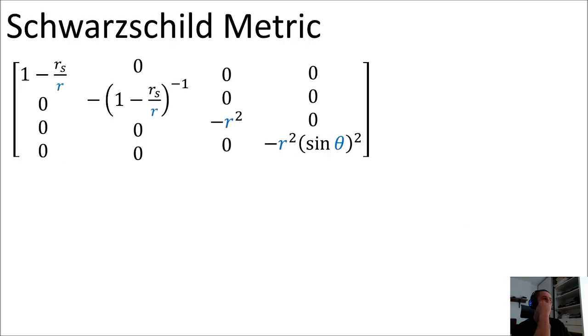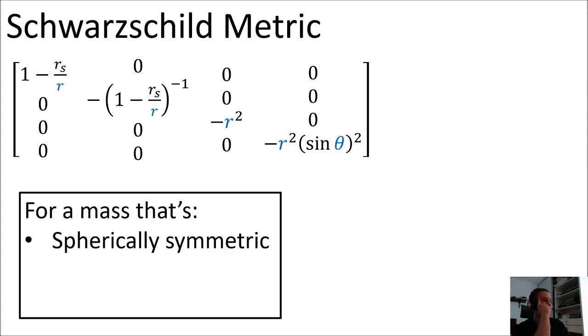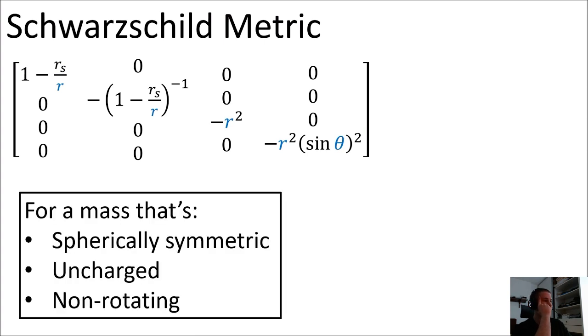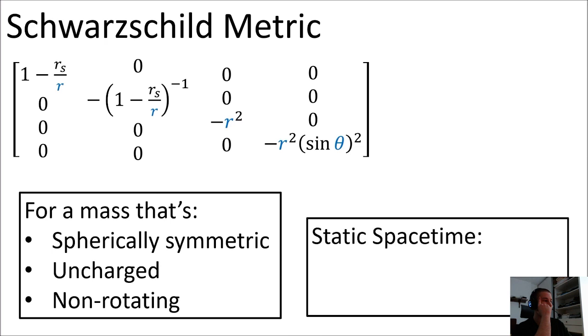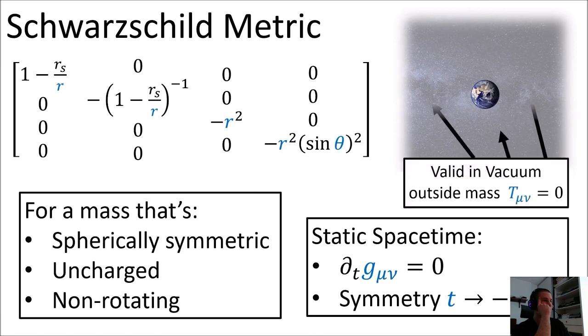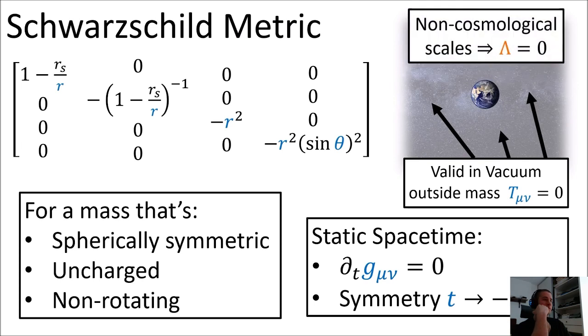So to summarize this video, we derived the Schwarzschild metric, which is the spacetime metric for a spherically symmetric, uncharged, non-rotating mass, together with the additional assumption that spacetime is static, meaning in our coordinate system the metric doesn't depend on time, and also spacetime doesn't change when we reverse the direction of the time coordinate. This solution is only valid in the vacuum region outside the mass, not within the mass itself. And we also treat the cosmological constant as being negligible.